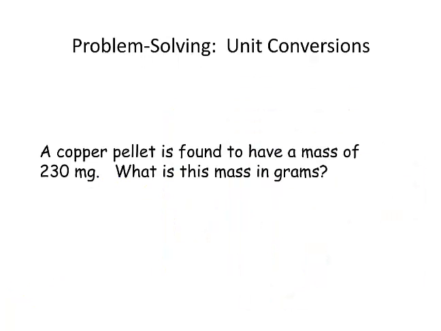To understand how unit conversions are done, let's begin with a simple example. A copper pellet is found to have a mass of 230 milligrams. What is this mass in grams?